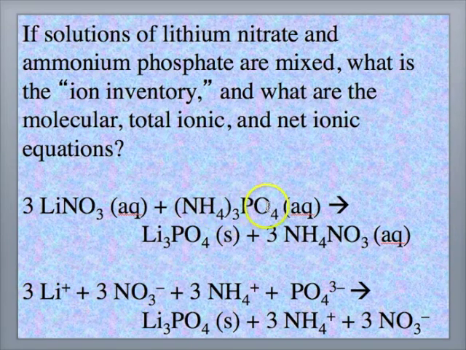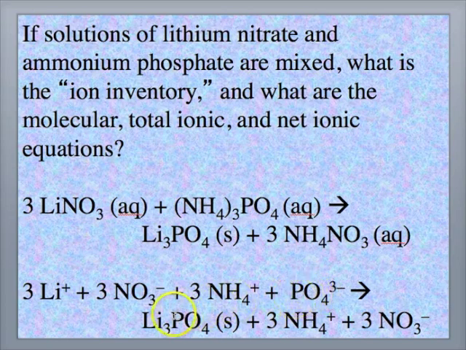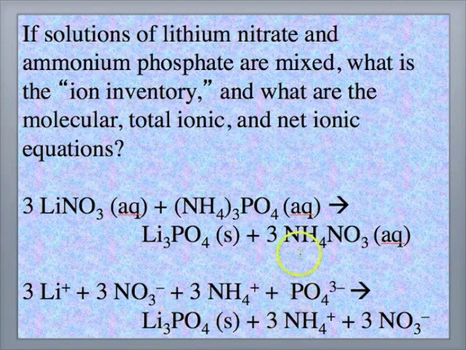For the ammonium phosphate, notice we have 1 formula unit of ammonium phosphate. But within that 1 formula unit, you'll see 3 ammonium ions and 1 phosphate. So we would write 3 ammonium ions and 1 phosphate ion. Here's our lithium phosphate, which we know is not going to break up into ions. And for the ammonium nitrate, that's going to break up into 3 ammonium ions and 3 nitrate ions.